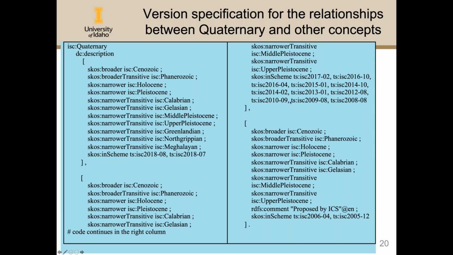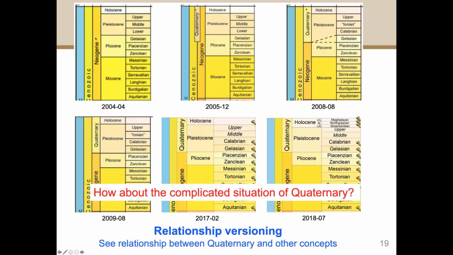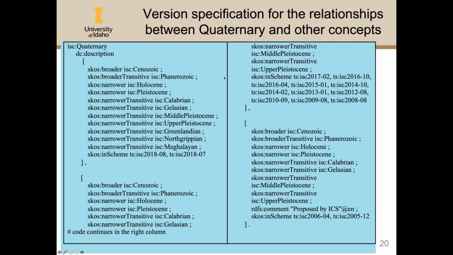Here you did not see the scheme 2004. It's just because there is no Quaternary in the 2004 version of the time chart. So here in the code, you cannot see the scheme ID 2004, just because Quaternary is not in that scheme.